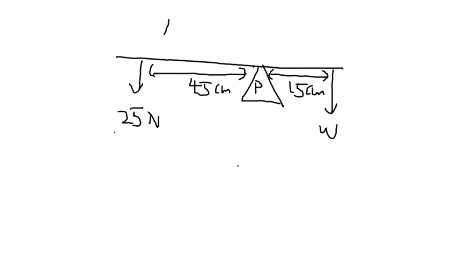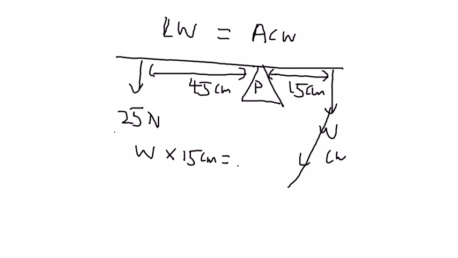So according to the principle of moment, the clockwise moment is equal to the anti-clockwise moment. So what is the formula of moment? Force times perpendicular distance. Let's start from clockwise. The clockwise moment is W multiplied by 15 cm, and it is equal to the anti-clockwise moment, which is 25 Newton times 45 cm. So here we have W times 15 cm equals 25 Newton times 45 cm.